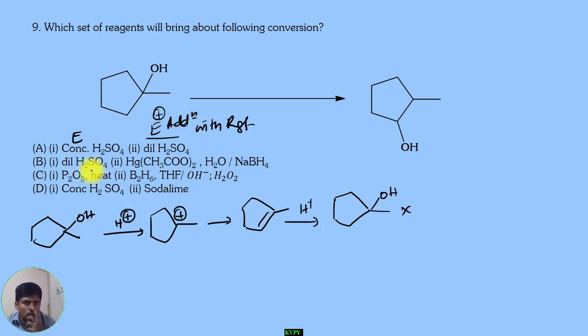Second, dilute H2SO4. Again, dilute H2SO4 means it will undergo protonation. Then there is no heat also, so it will remain the same compound actually, no change. Then Hg to mercuric acetate. So all this is a waste actually. There is no use of this second reagent at all.